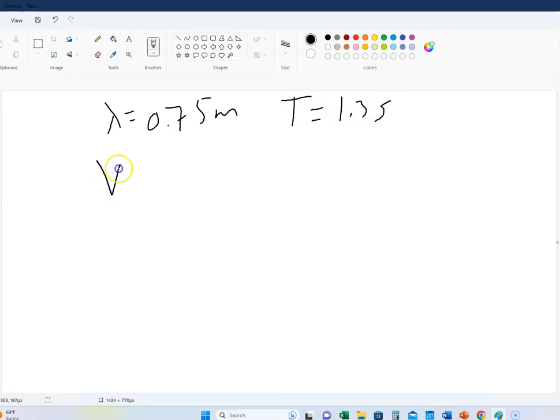The velocity of this wave is going to equal the wavelength divided by the period. You could also say the wavelength times the frequency. That's the same thing. So it's the distance divided by the time, the distance in meters divided by the time in seconds: 0.75 meters divided by 1.3 seconds.